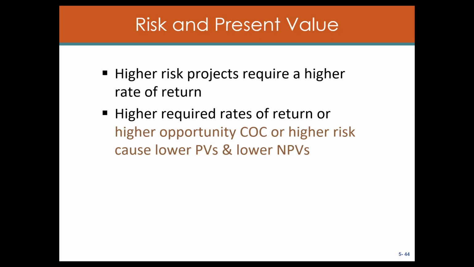Because you'll have higher opportunity cost of capital, right? So R will be high, your discount rate will be high. Then your cash flow will be discounted at a higher rate. So your present value will be low, net present value will be low. Remember that, okay? Higher opportunity cost or higher risk will cause lower present value and lower net present value, always.